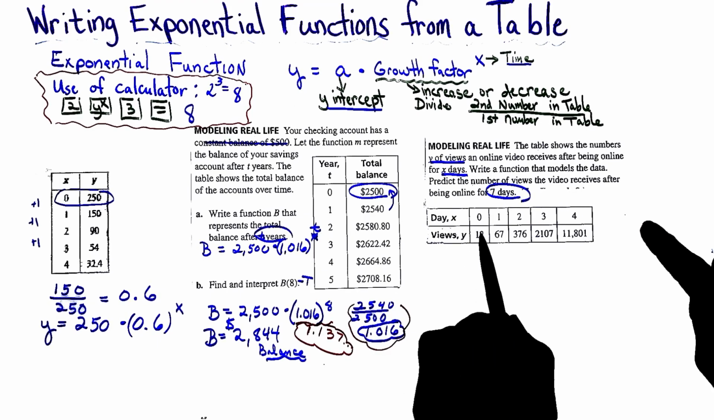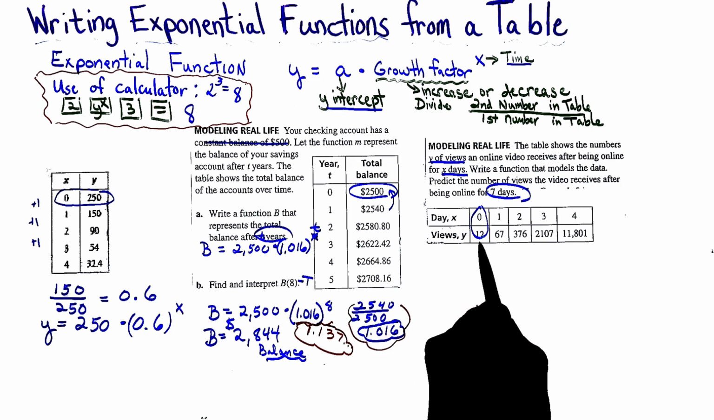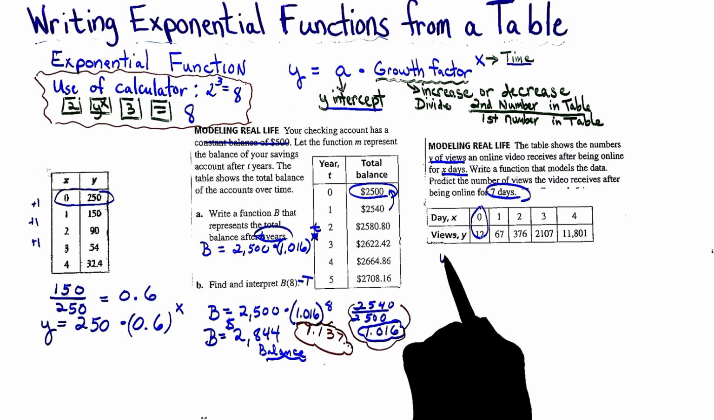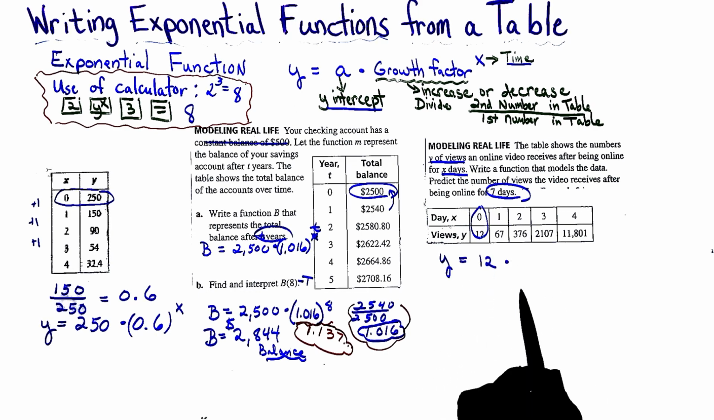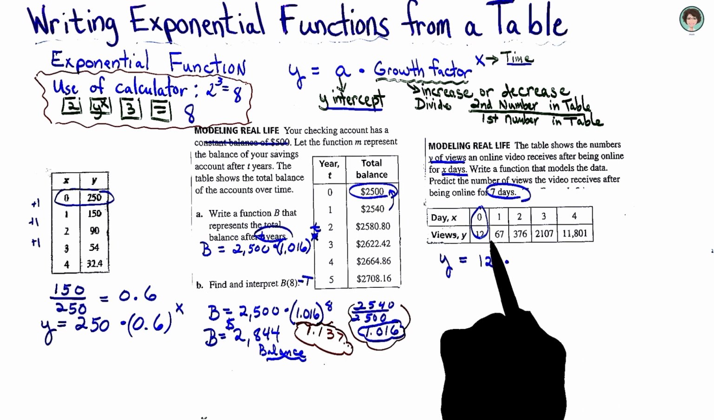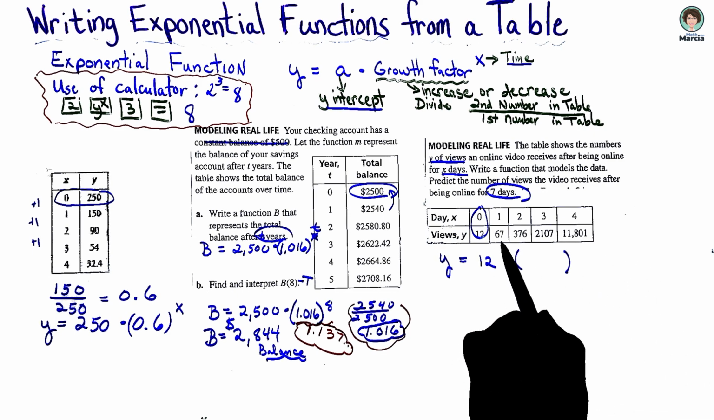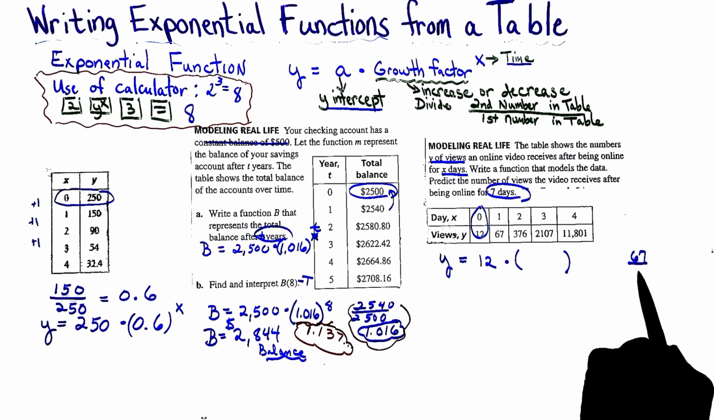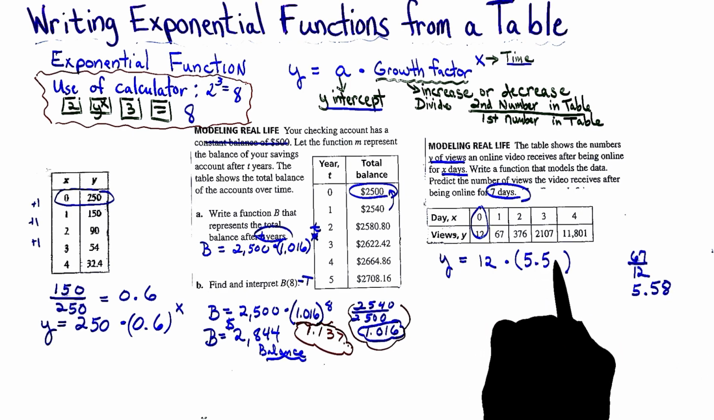So again, we need to start, and we're going to find where X is 0, and that's our Y-intercept, and that was a 12. So I'm going to write Y is equal to 12 times, and now in order to find what I'm going to put for my growth factor, I'm going to do my little division problem over here. The second number in the table divided by the first number in the table. And when you do that division, you get 5.58. And that's our growth factor, which is pretty significant.